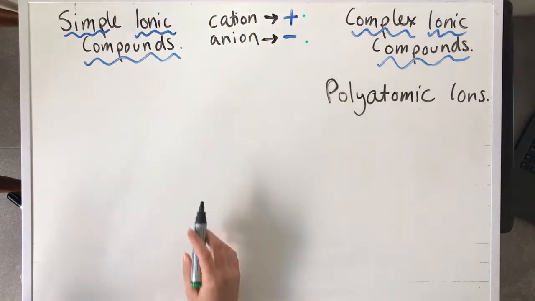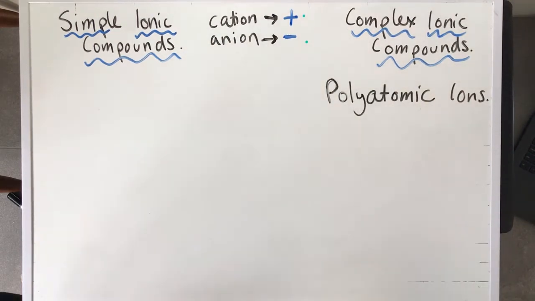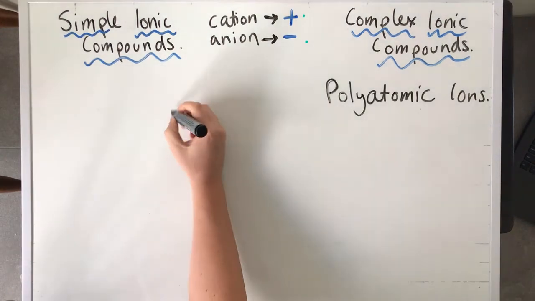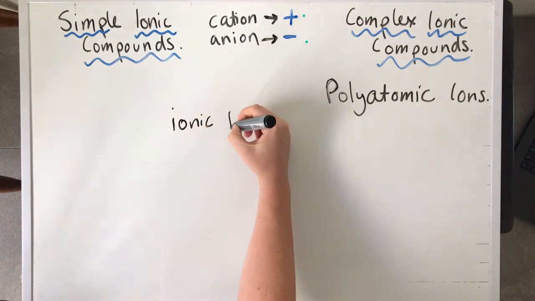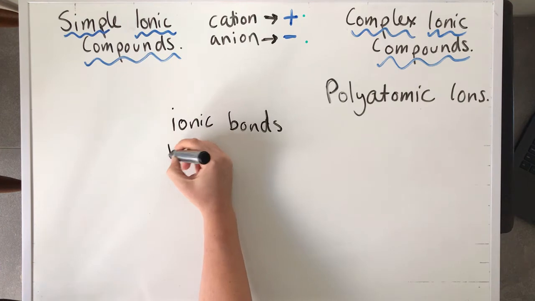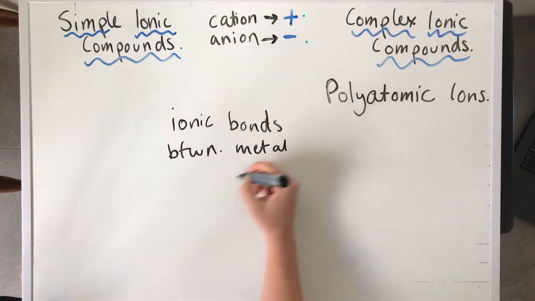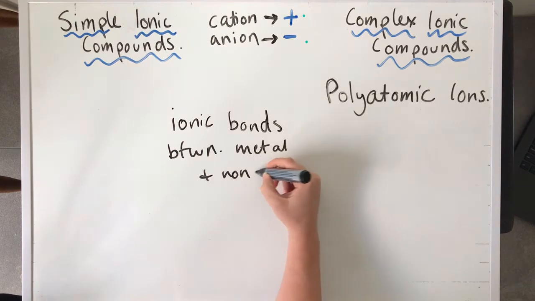Cations are positive. They have a positive charge. Anions have a negative charge. Remember that as well. Ionic bonds happen between a metal and a non-metal.